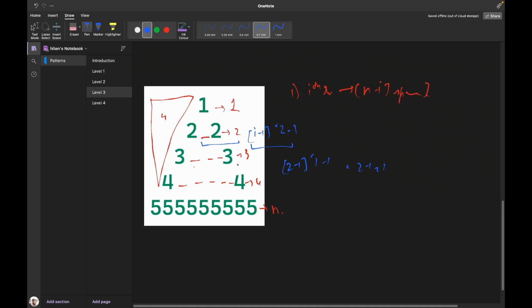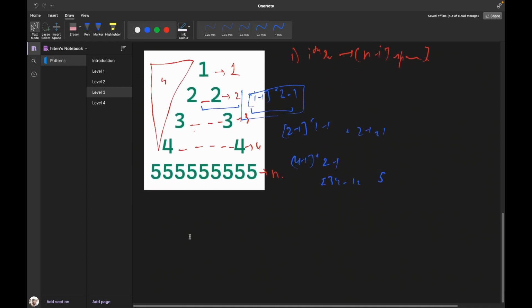Again, let us check for the fourth row. We input (4 minus 1) times 2 minus 1, so 4 minus 1 is 3, 3 into 2 is 6, 6 minus 1 is 5. So the fourth row is also having 5 spaces. So this equation is working perfectly. Now we need to find the sequence of printing: spaces, then numbers, then spaces, then numbers. We just need to print the sequence.